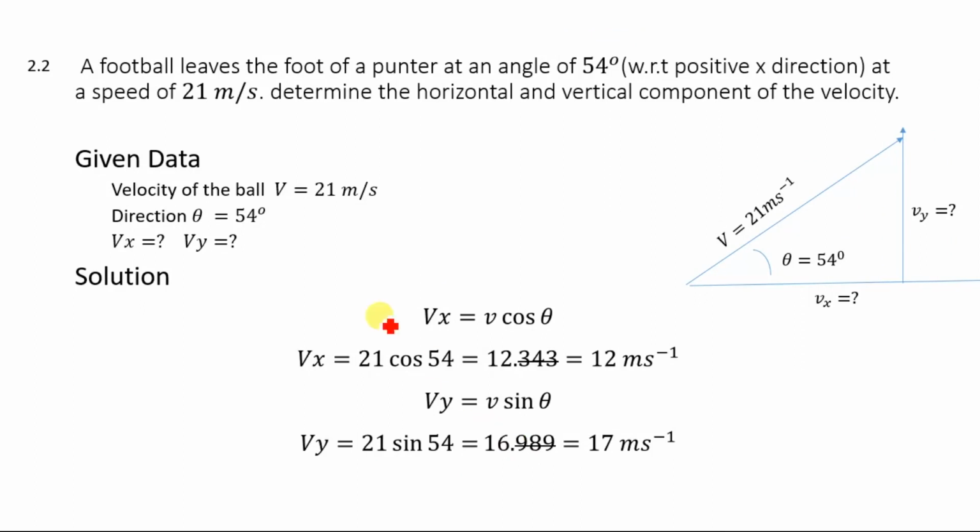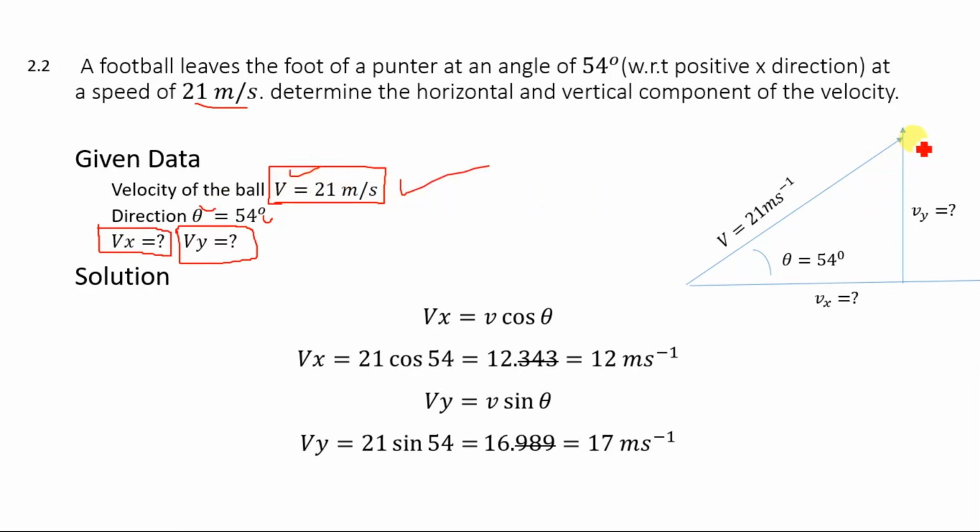Now the numerical number 2: a football leaves the foot of a punter at an angle of 54 degrees with respect to x direction at a speed of 21 meters per second. Now here the velocity of the ball is given as 21 meters per second, the angle is given as 54 degrees, and it says to determine the horizontal and vertical components of the velocity. So we are going to calculate the x component, which is the horizontal component, and the y component, which is the vertical component of the velocity. So we will calculate Vx and Vy, and theta and magnitude of velocity are given.